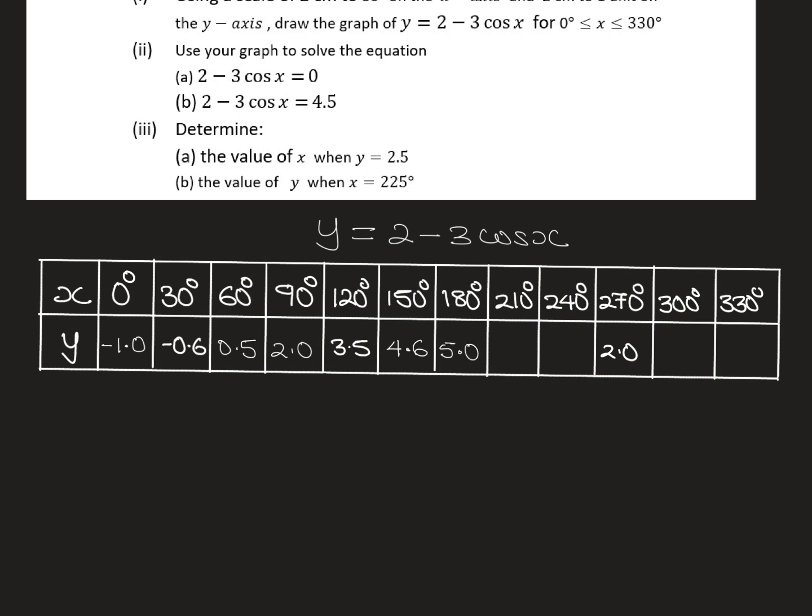2 minus 3 cos 210 is 4.6. 2 minus 3 cos 240 is positive 3.5. 2 minus 3 cos 270 is 2.0. 2 minus 3 cos 300 is 0.5. And finally, 2 minus 3 cos 330 is negative 0.6, rounded up to one decimal place.